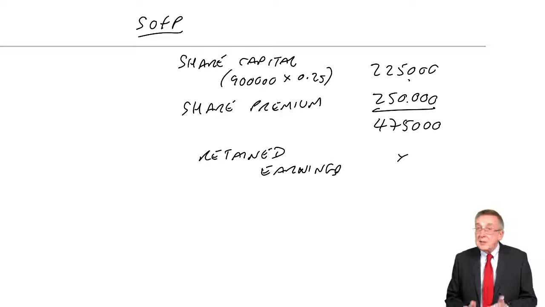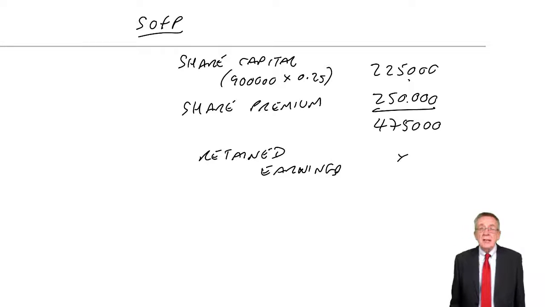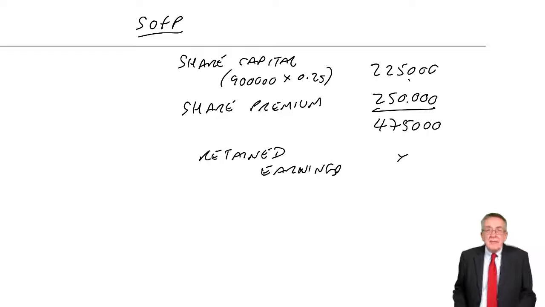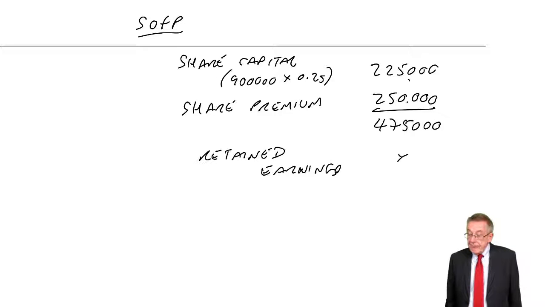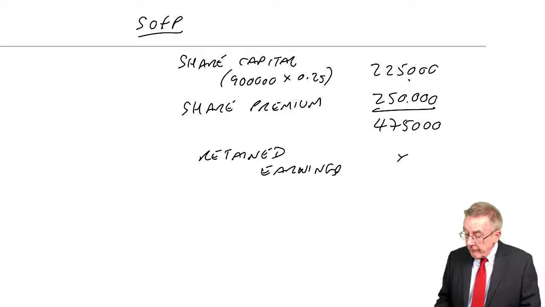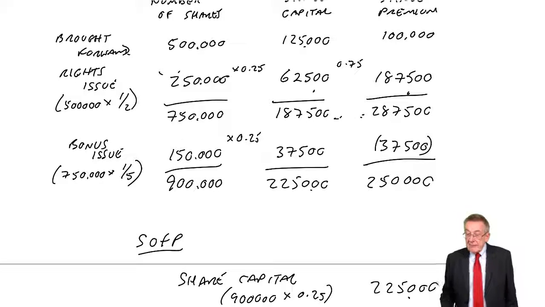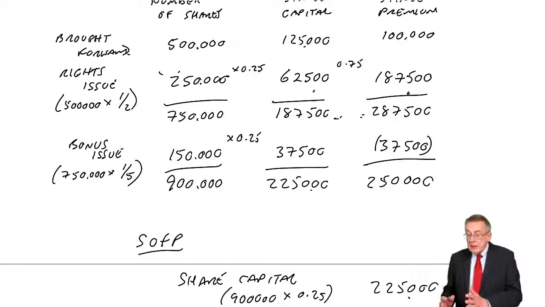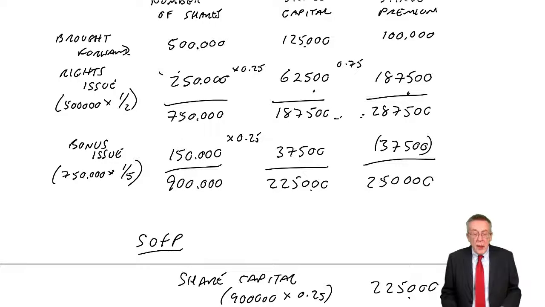It does need practice, but it's not hard. Just be careful, particularly when the nominal value isn't $1. It's easy to miss the fact that it's 25 cents or it's 50 cents or whatever. Secondly, although a bonus issue, with credit share capital, we have to debit something else.